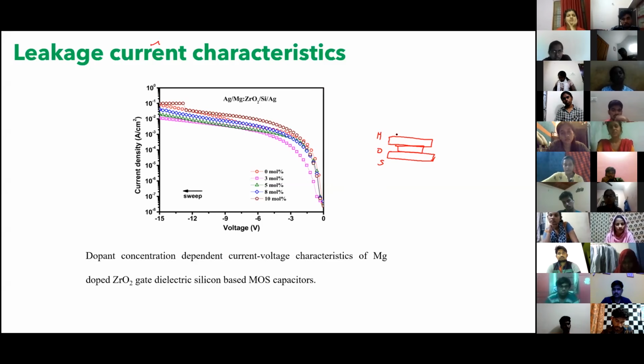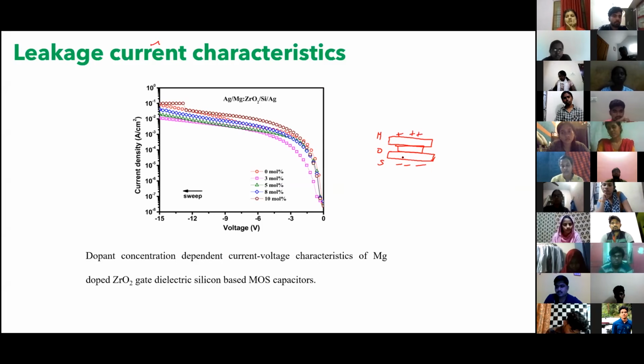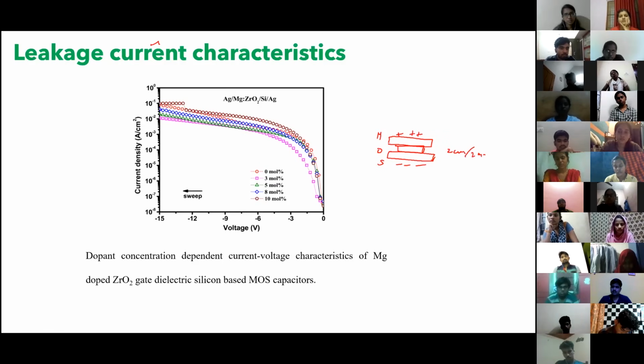Though the charges are expected to be positive here and negative here, this is supposed to store. But in the real case, it's not happening exactly. Why? Because the whole world is going for miniaturization. If we keep the thickness of the layer 2 millimeter, or 2 centimeter for example, it's quite thick actually. Then these charges will not leak through this. Then there is no current, which is called leakage current.